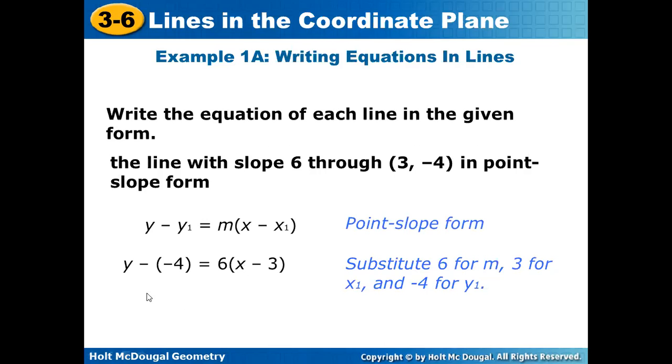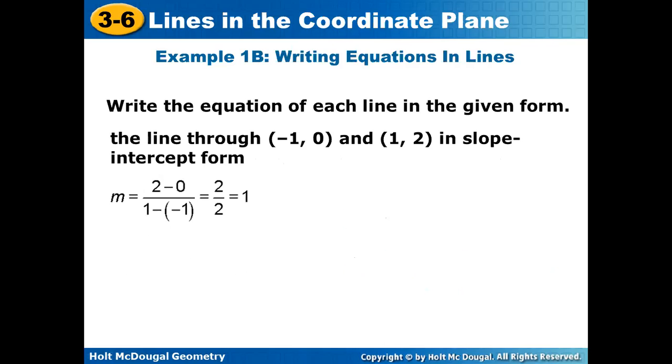Okay, either you can write it as y plus 4, but they want you to keep it like this because there is a minus sign. So it's fine like this or it's fine like that. Anyhow, we need it in the point slope form. Okay, now the next one is write the equation of each line in the given form.